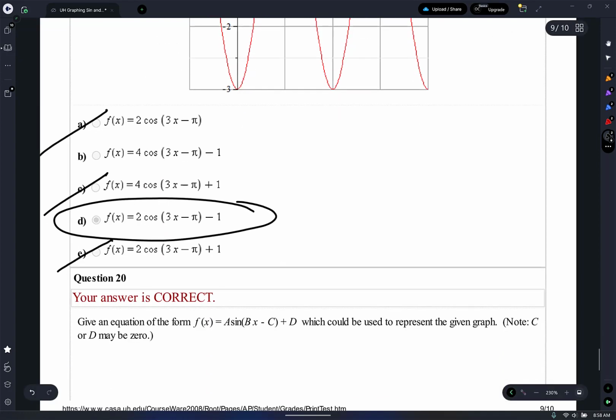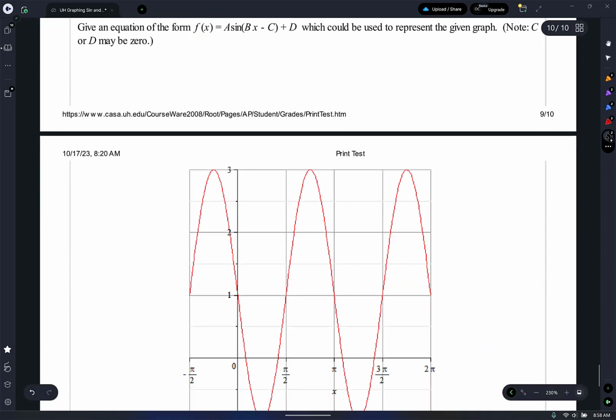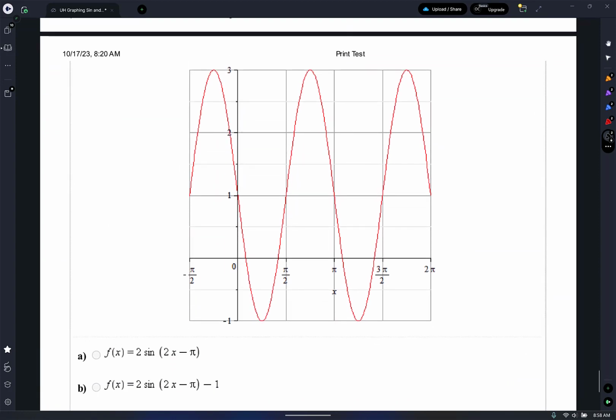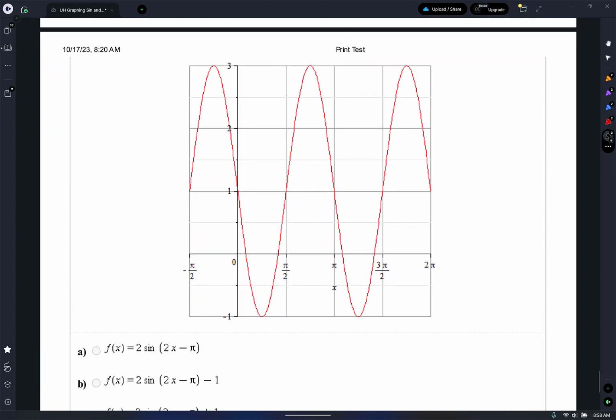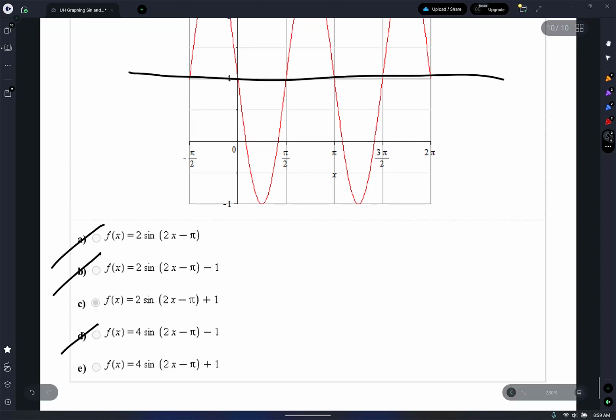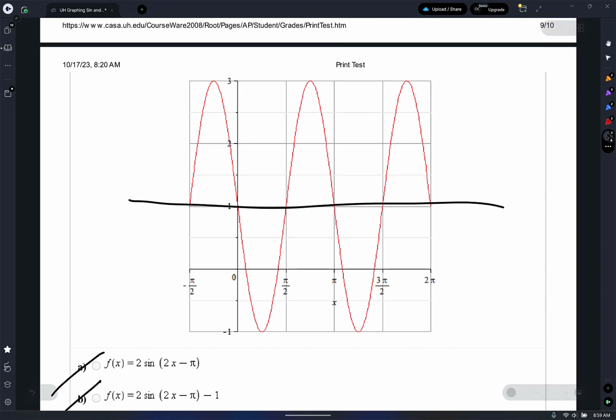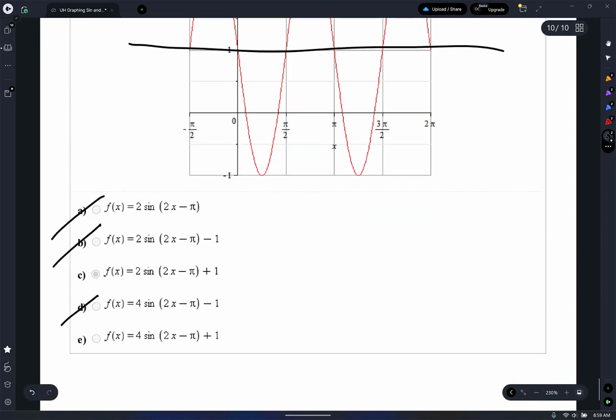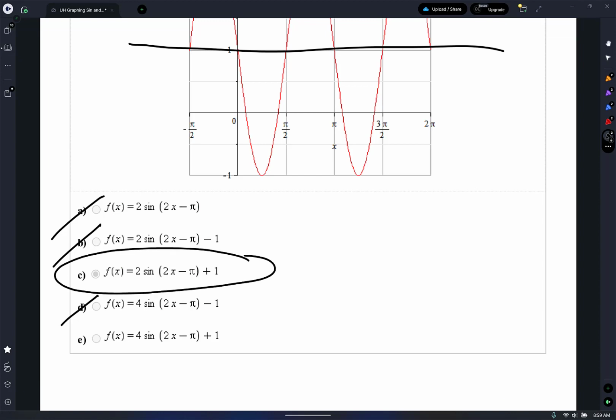Okay, we're going to give you another chance. Find the middle. It's the same thing. They want another equation. Find the middle. Where's the middle at? 1. So look for +1. Delete A, delete B, delete D. Look, it's 50-50 chance. Find the amplitude. From 1 all the way to 3, what's that distance? 2. So what's my answer? Do you see how simple we got those?